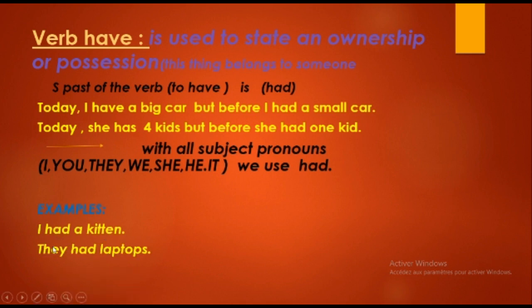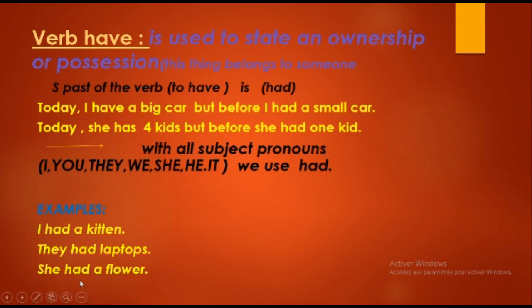Now the next. They had laptops. Now let's conjugate the same sentence with all subject pronouns. They had laptops, with I now. I had a laptop. You had a laptop. They. Yes, it's written. They had laptops. We had laptops. She had a laptop. He had a laptop. It had a laptop. Thank you.